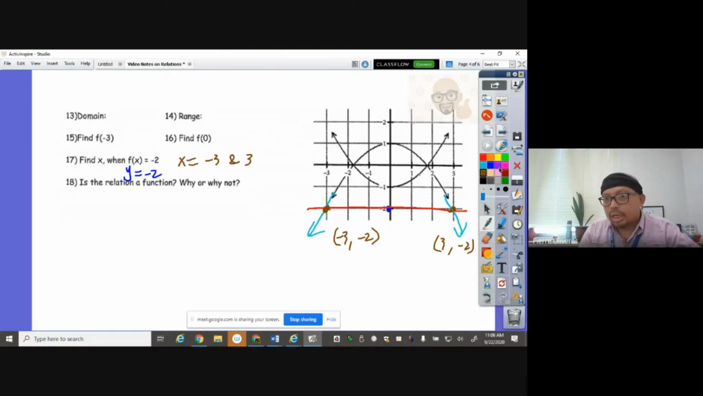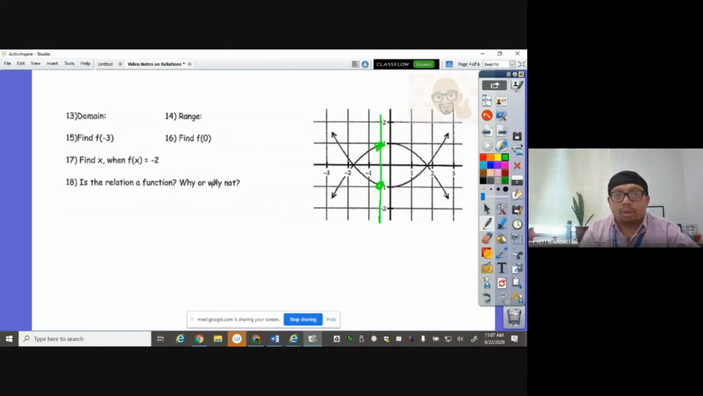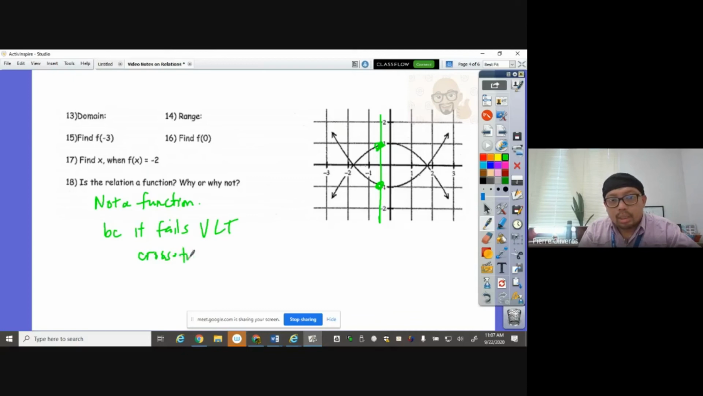And last one here, is this a function or not? If we draw a vertical line here, it crosses 2 points here. So therefore, the answer is, it's not a function, because it fails the vertical line test. It crosses twice. Okay, there you go.